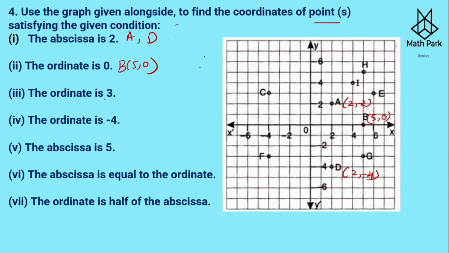The ordinate is 3. Ordinate is 3 means y coordinate is 3. So, look at 3 on the y-axis. So this is 3.